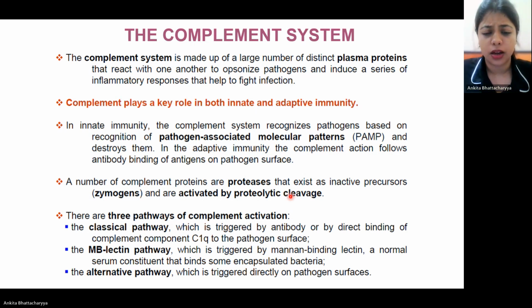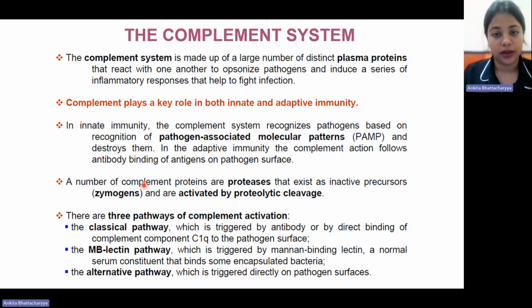There are three pathways of complement activation. First is the classical one, which you're familiar with already. Second is the lectin one, and finally the alternative one. The classical one is triggered by antibody or direct binding of the complement component C1q onto the pathogen surface. The lectin pathway is triggered by mannan-binding lectin, or the MBL pathway, a normal serum constituent that binds some encapsulated bacteria. And finally, the alternative pathway is triggered directly on pathogen surfaces. The classical pathway, as the name suggests, is the antibody-antigen interaction dependent form of complement activation.